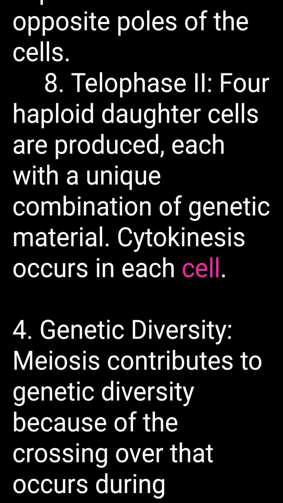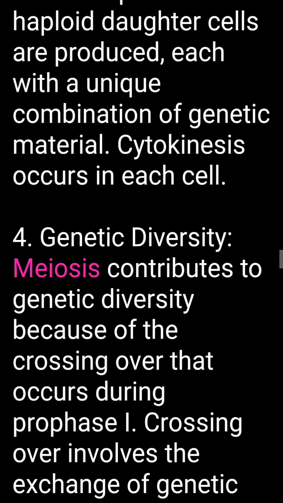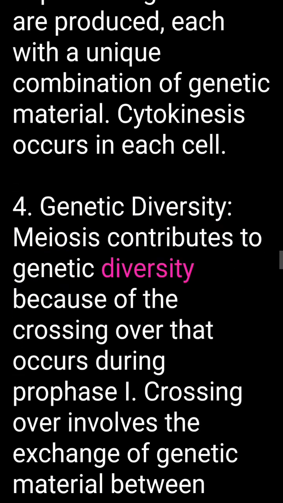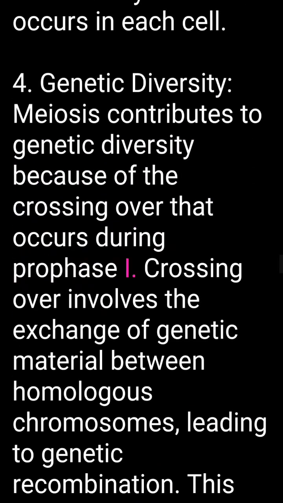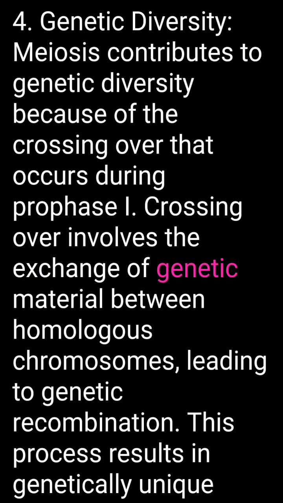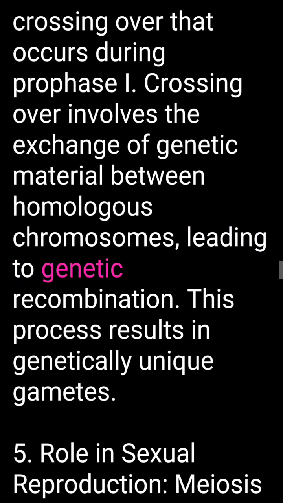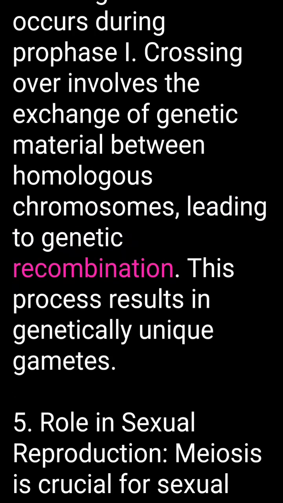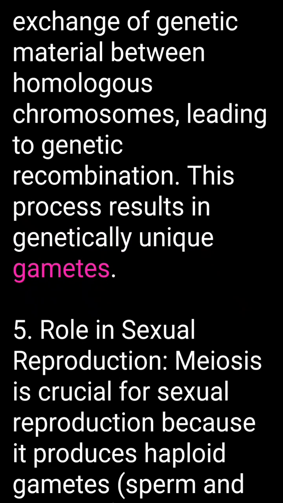Cytokinesis occurs in each cell. 4. Genetic diversity. Meiosis contributes to genetic diversity because of the crossing over that occurs during prophase I. Crossing over involves the exchange of genetic material between homologous chromosomes, leading to genetic recombination. This process results in genetically unique gametes.